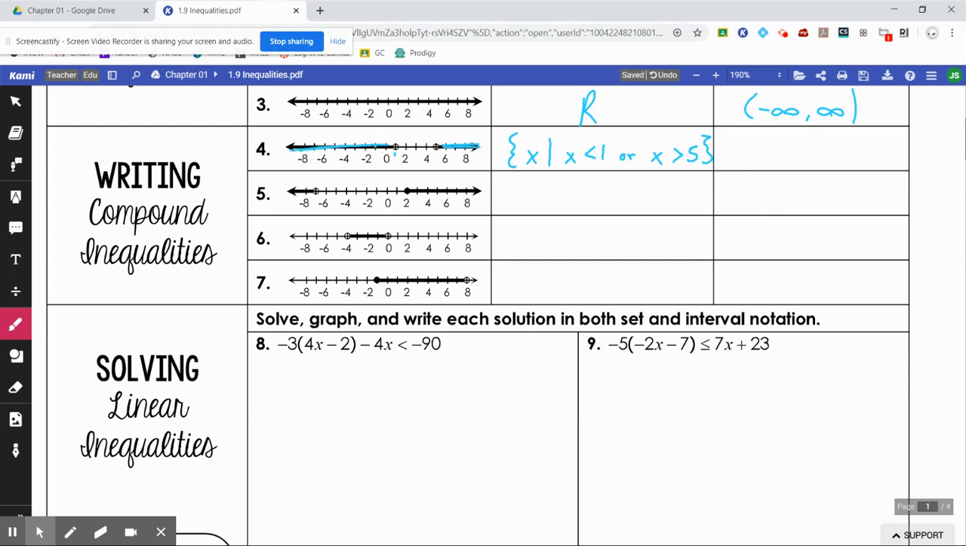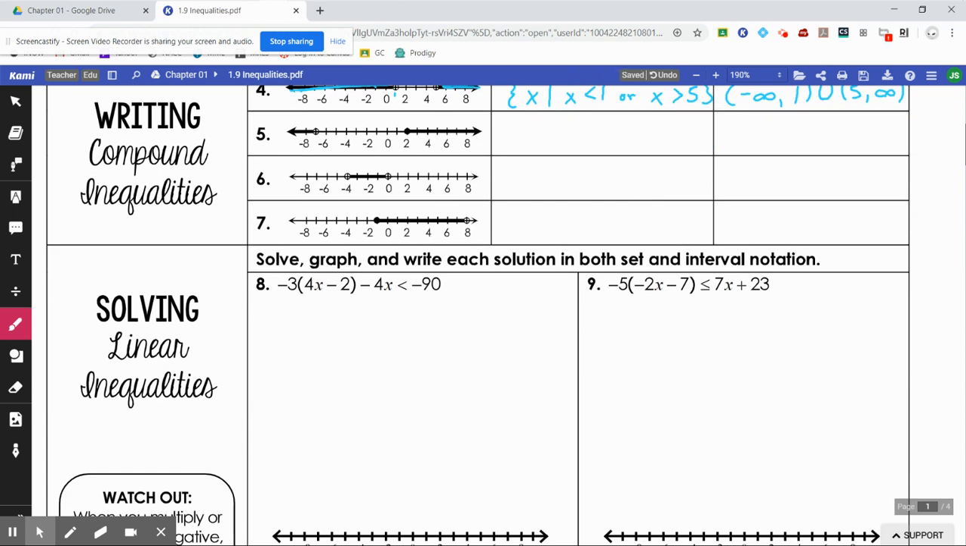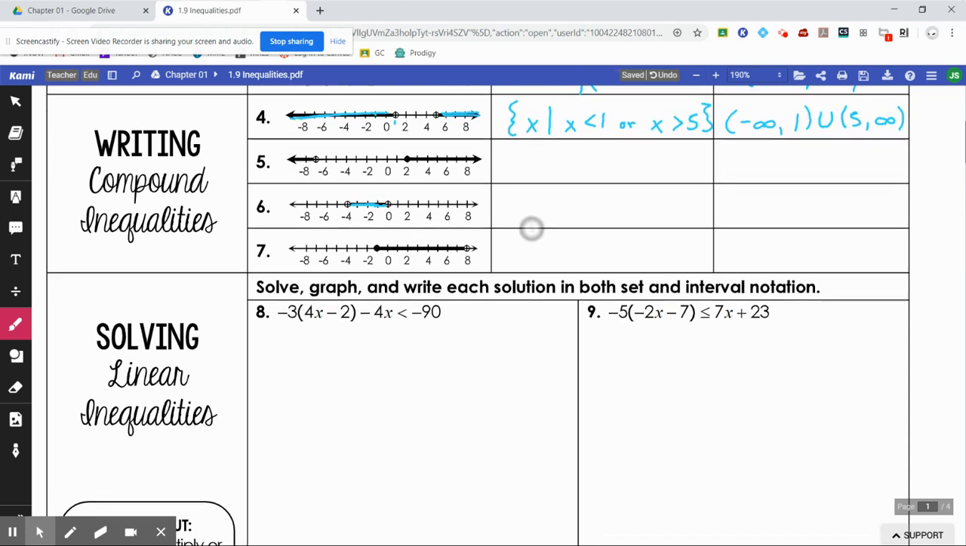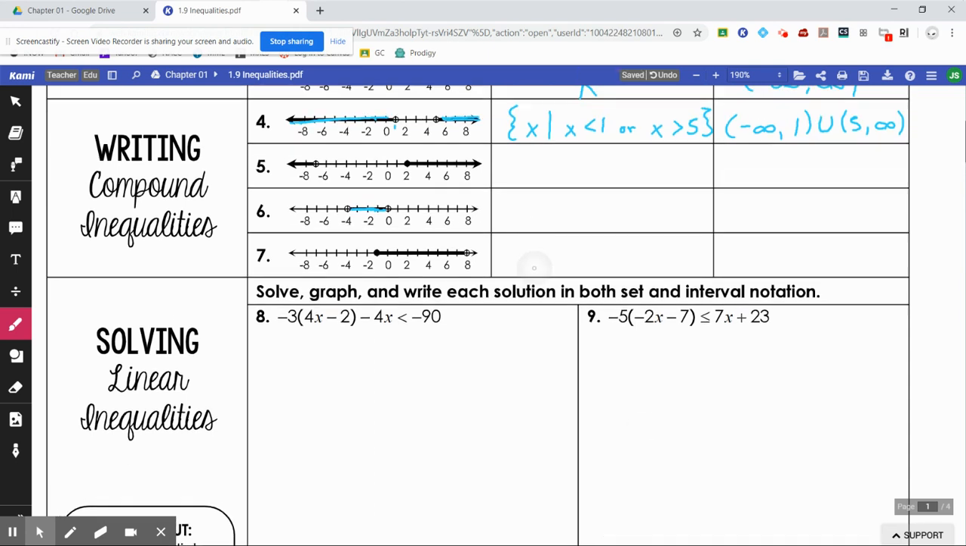Now in interval notation, that'd be all values from negative infinity up to 1, not including 1. Or is written as a U. It's called the union of all values from 5 to positive infinity. Okay, number 6 is an and statement because x, since it's between, means x is bigger than this and it's smaller than this. But I skipped 5. Let's do 5. 5 is also an or statement.